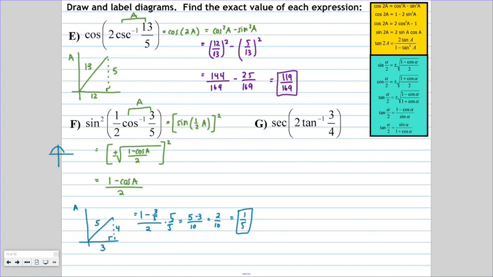Okay, my suggestion to you guys would be to pause this video and try example G before I walk through it. See if you guys can do it before we go any further. All right, so pause the video now, come back in a minute.